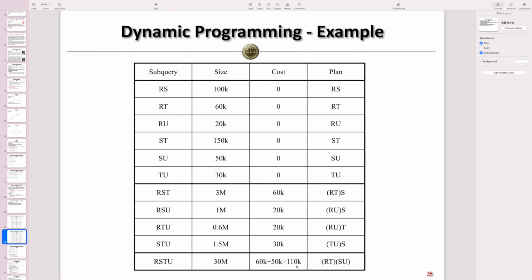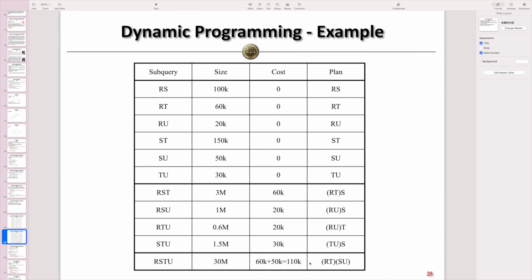So you can see, according to this table, we can find the optimal plans for all the potential subqueries among these relations, and we can get the final optimal result for joining RSTU together. It will be according to the plan of RT joins SU, and the final cost will be equal to 110K. Okay, so this is the example. We wanted to show you how this dynamic programming-based algorithm works. You can also practice this example by yourself on your papers, so you can understand how this algorithm works.